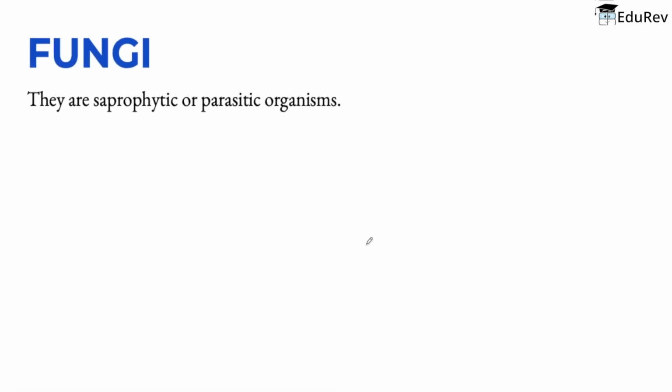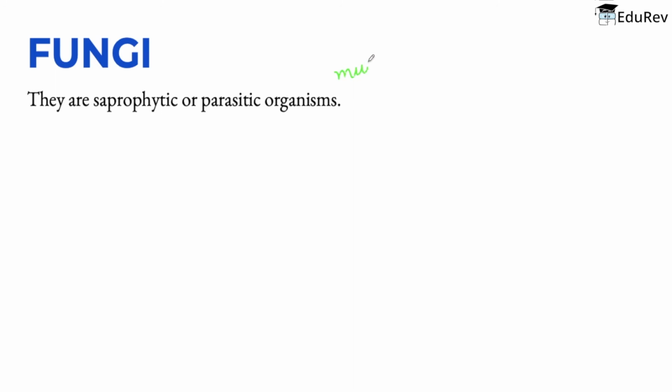So again, what is a fungi? They are saprophytic. That means that they obtain their food by absorbing the dissolved organic material. Secondly, they are parasitic. That means an organism that lives on a host, taking what it needs to stay alive while often injuring the host. They are multicellular and not microscopic.